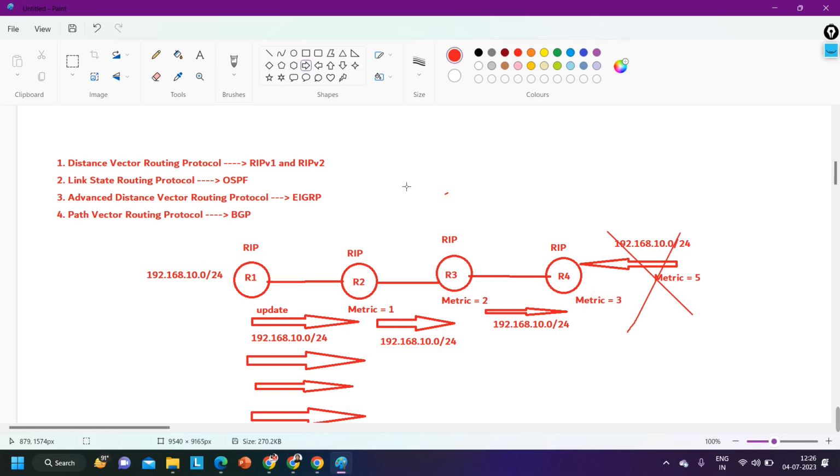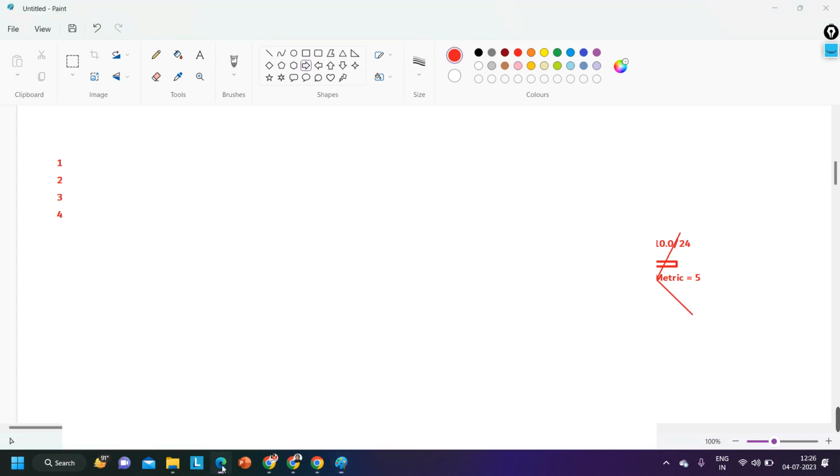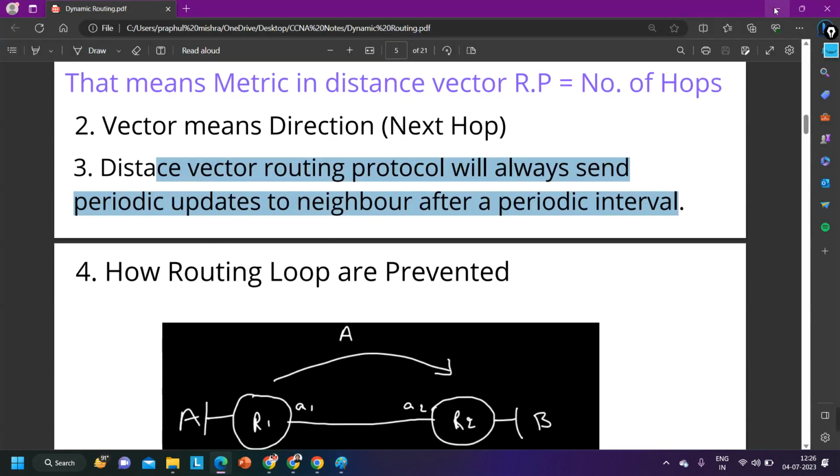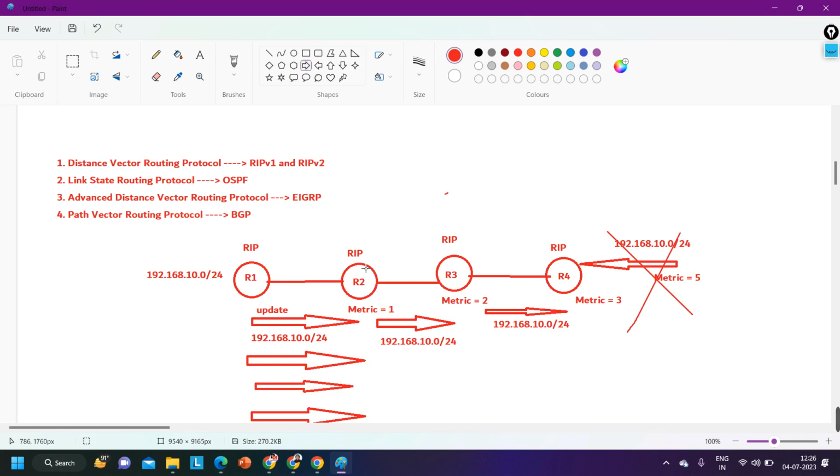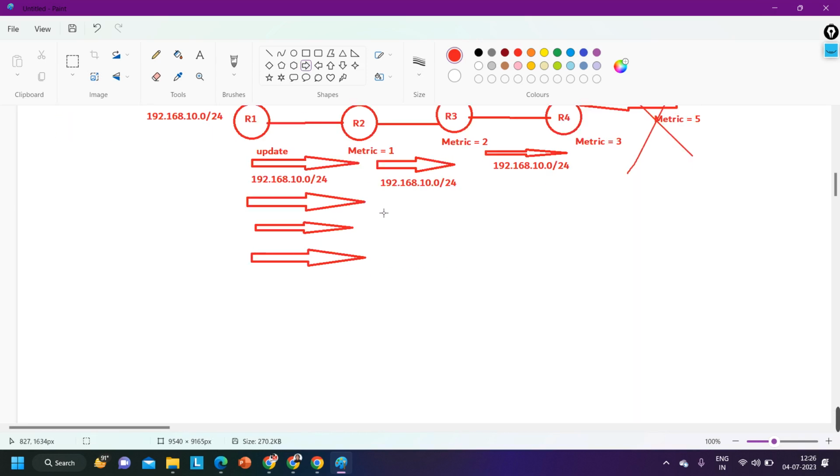This is a problem of distance vector routing protocol, and this is also one of the reasons why we are not using this routing protocol nowadays, because it is sending periodic updates. Done. Yes. After that, let me make you understand the second problem of distance vector routing protocol.